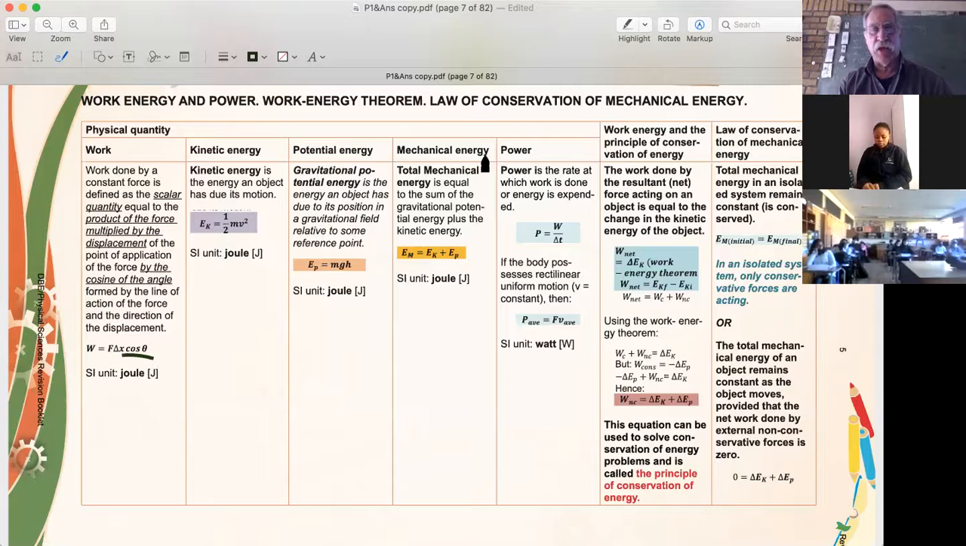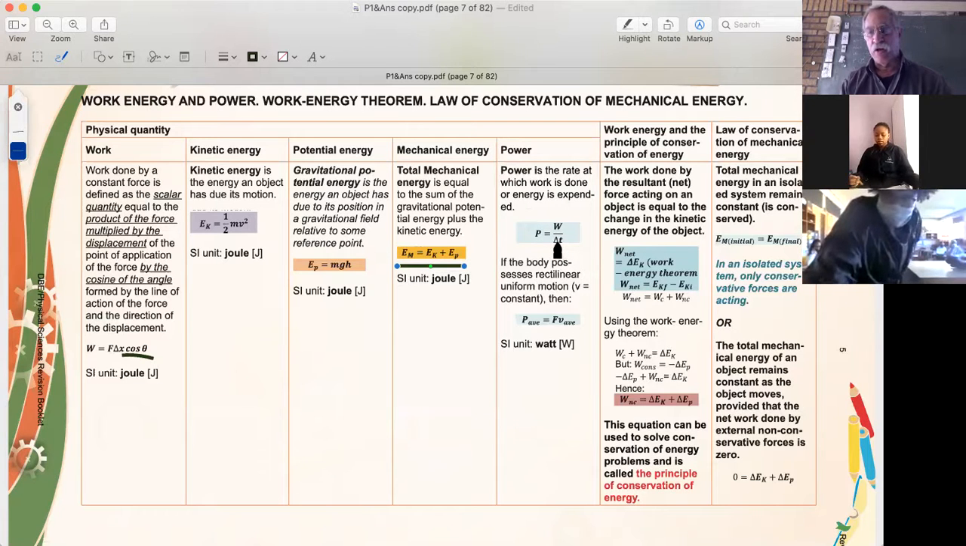Now here's mechanical energy. This is what I was talking about. Total mechanical energy is equal to the sum of the gravitational potential energy plus the kinetic energy. So EM equals EK plus EP. This is not on your data sheet. Okay, so that formula is just like common sense. Add your kinetic and potential energy, and then you've got it. Okay, then power, we've just had a look at. Power is the rate at which work is done, or work done over time.